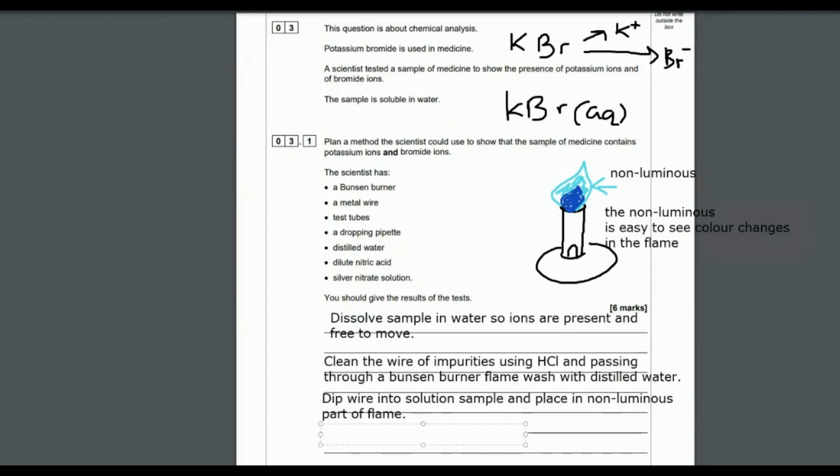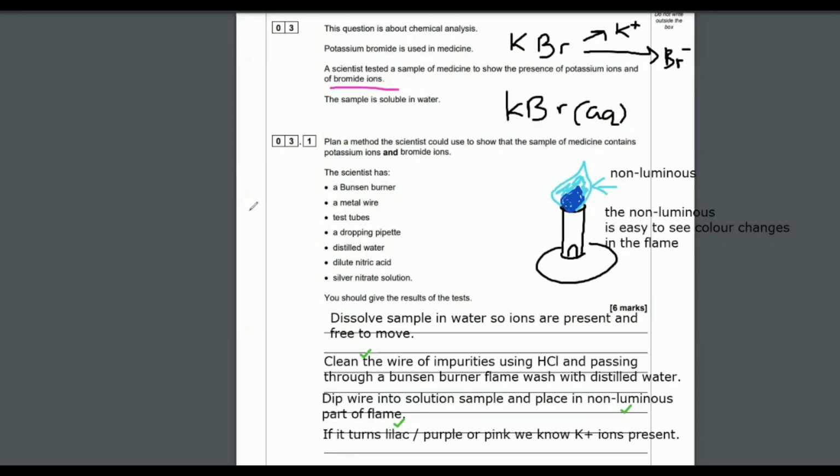So what are the 3 marks for? The 3 marks are for cleaning the wire. So any description of cleaning the wire will get you a mark. Dipping the wire into the sample and putting in the non-luminous part of the flame is the 2nd mark. So using the non-luminous part of the flame. And the 3rd mark is for giving the correct color change for potassium ions, which of course is lilac, purple, or pink. Lilac's the preferred answer, but purple or pink are always accepted as well. And that will get you 3 marks.